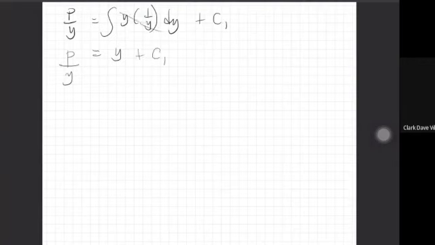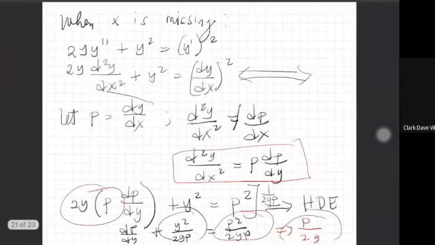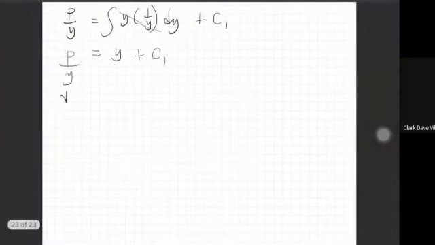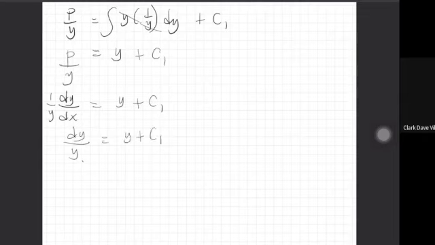Okay. And so if I'm going to replace the p, I know that my p is dy dx. So here comes the dy dx variable. I have used this one, so I'm going to replace my p as dy dx. So dy dx times 1 over y equals y plus c sub 1. Okay, y over y. And this is y plus c sub 1.